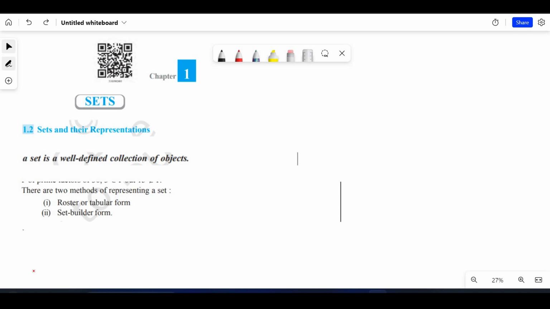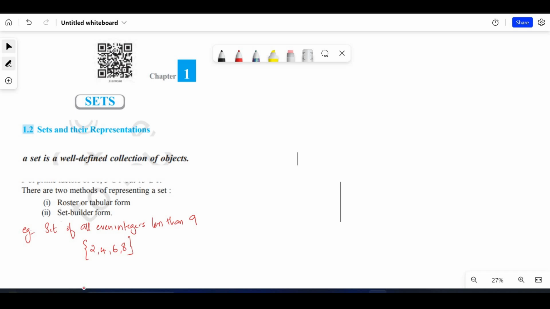Let's take an example. The set of all even integers less than 9. So let's write the even integers. It can be 2, 4, 6 and 8. All these are even integers which are less than 9. See, all the elements of this set are listed, separated by commas and enclosed within the braces.